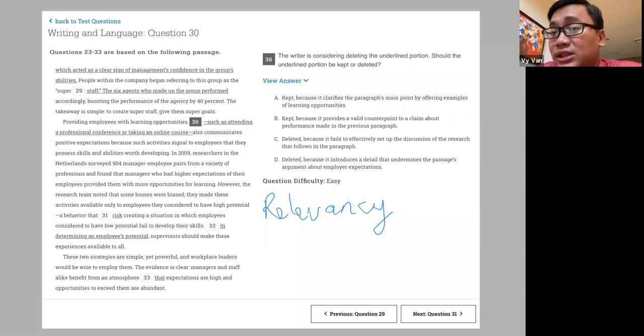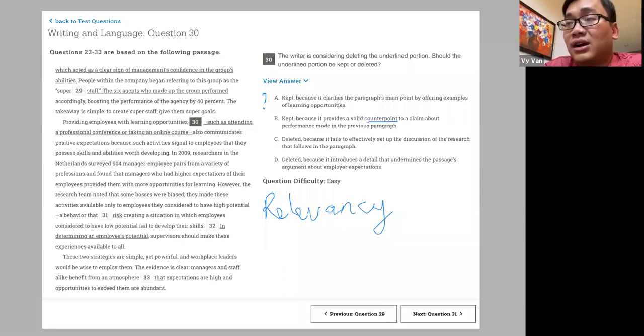Okay, so it's either A or B. So kept because it clarifies the main point by offering examples. Yes. Kept because it provides a valid counterpoint. Counterpoint means something opposite. This is wrong. I'm very sure the answer is A.